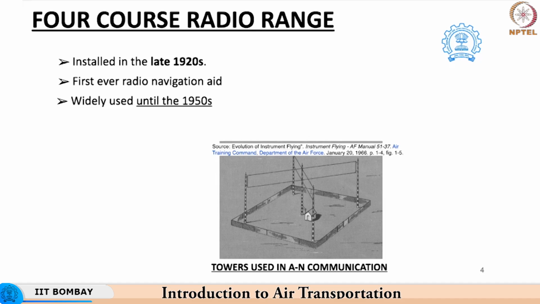A sequence of two of these four course radio range ground stations acted as an airway route between two waypoints, and hence these proved to be very vital to carry out navigation when the outside visibility was low, and hence the aviators could navigate their plane in a very efficient manner.